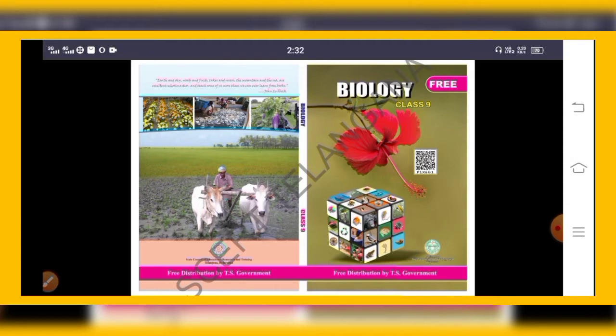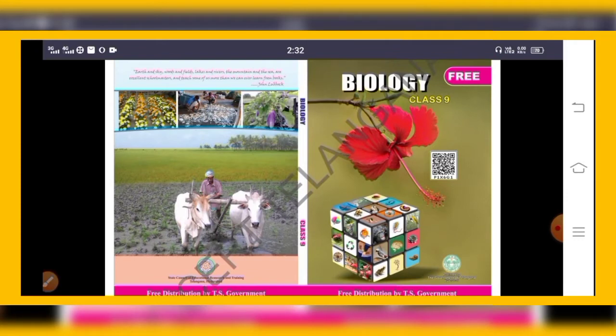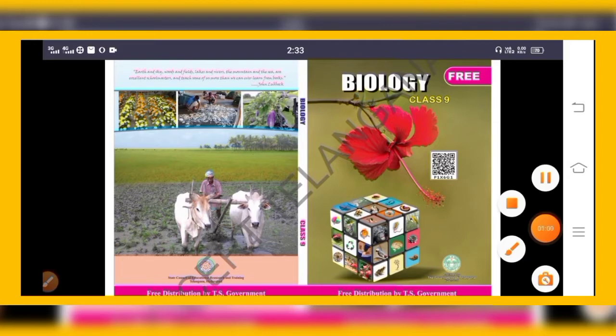So now I'm giving an introduction about ninth class biology chapters. You people are seeing the ninth class textbook cover page. This cover page contains a hibiscus flower. So now let us discuss the chapter introduction.